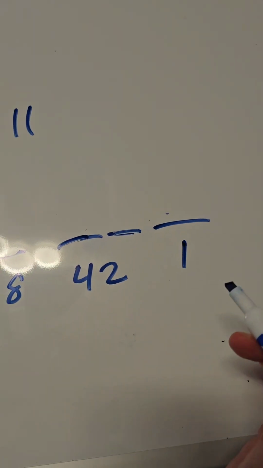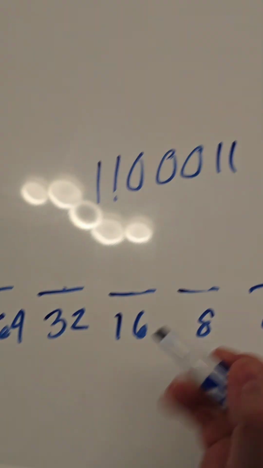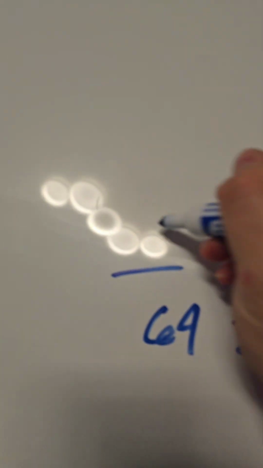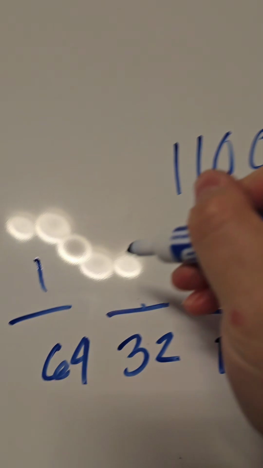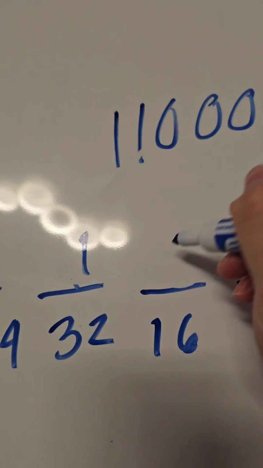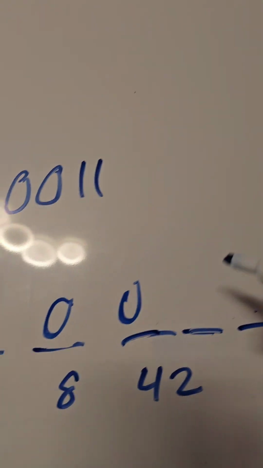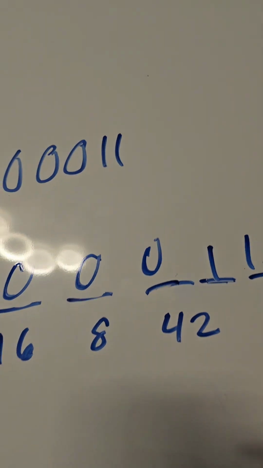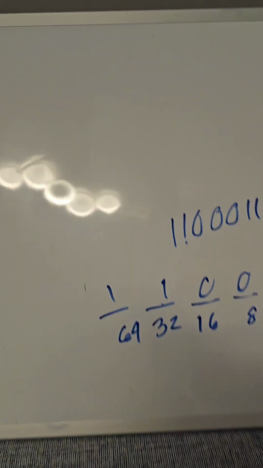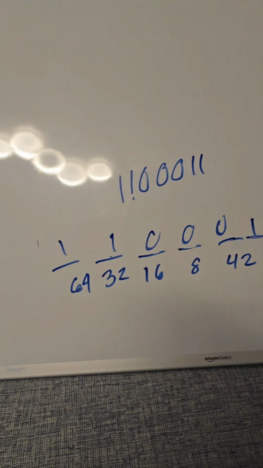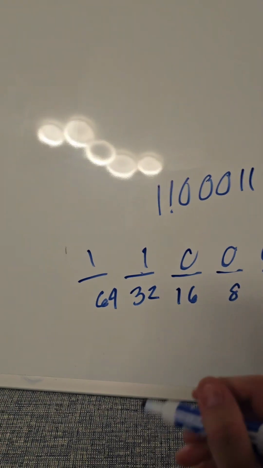Now let's do the reverse. We'll take 110011 and convert it into decimal. This is pretty simple. You'll just plug in your binary number over the multiples of 2, and once you have it laid out like that, it's as simple as adding it together.